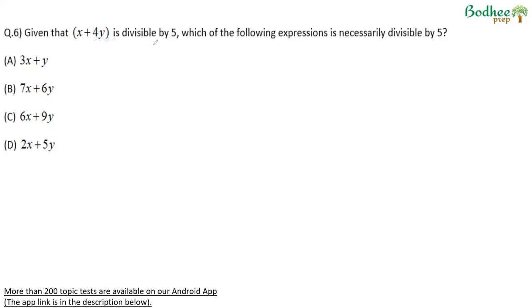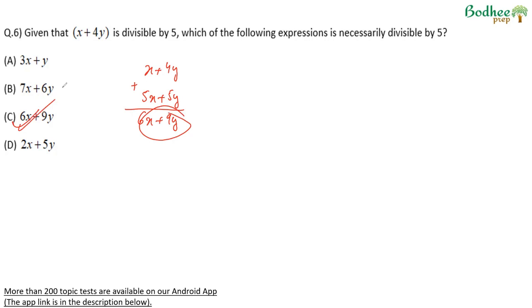Given that x plus 4y is divisible by 5, which of the following expressions is necessarily divisible by 5? Okay, x plus 4y is divisible by 5. We can also see that 5x plus 5y will be divisible by 5 because both are multiples of 5. If we add them, 6x plus 9y will be divisible by 5. Option C becomes the answer.